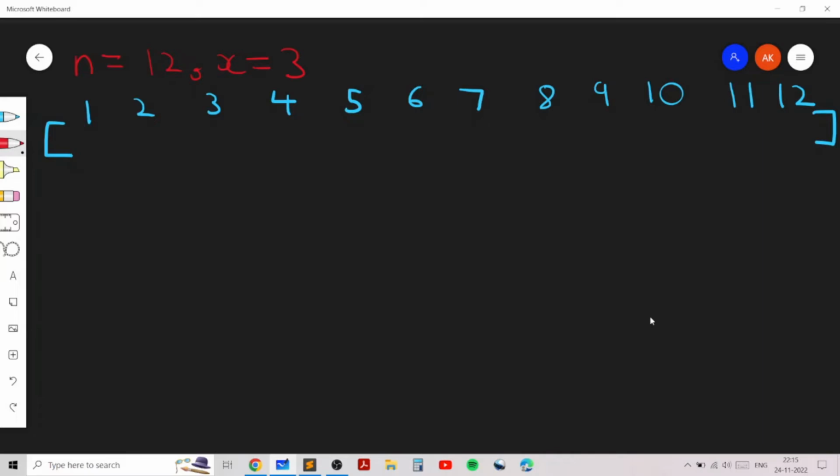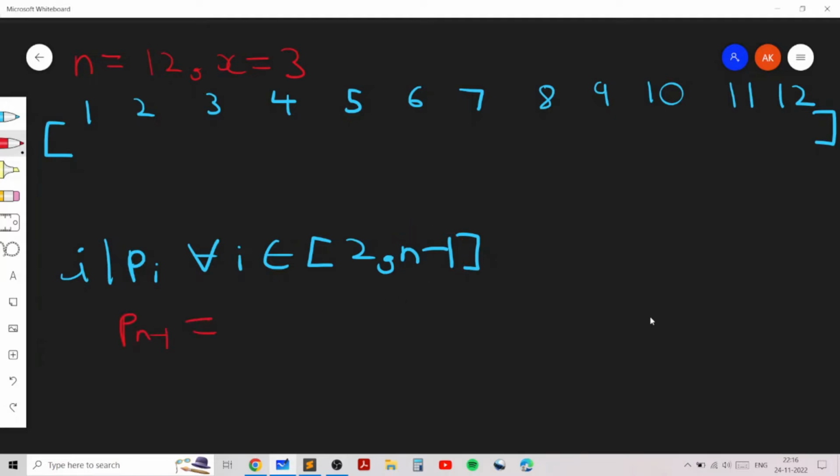So we'll start by going backwards from n till 1, because we know that i should divide p of i for all i going from 2 till n minus 1. Because obviously this is satisfied for i is 1, we know that n minus 1 will be the most restrictive, because p of n minus 1 should be equal to n minus 1.